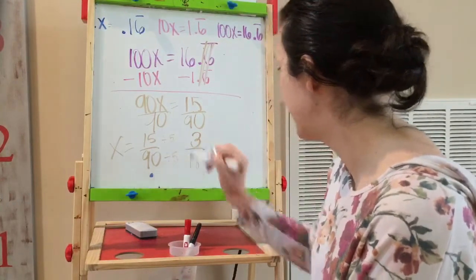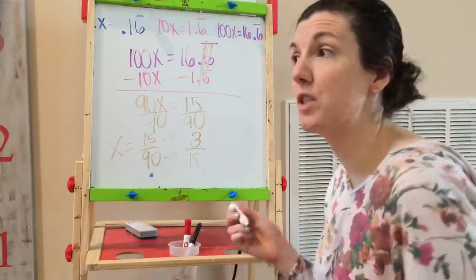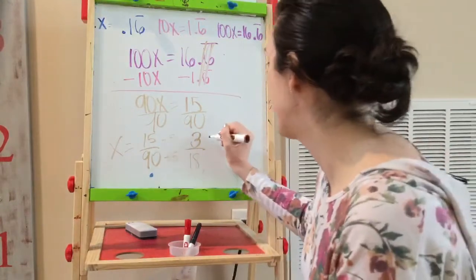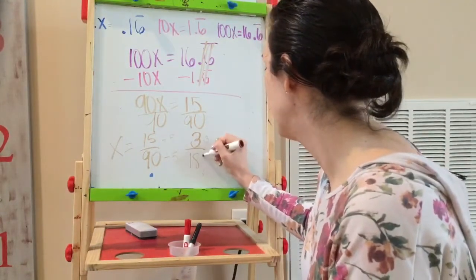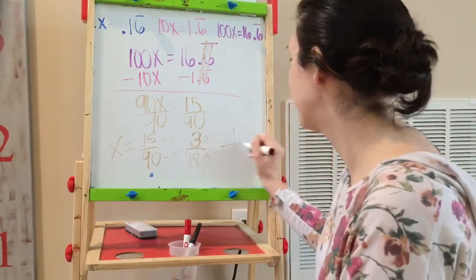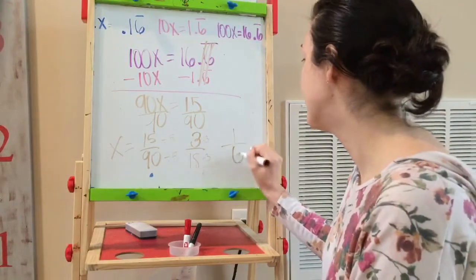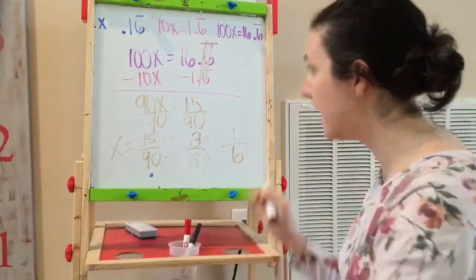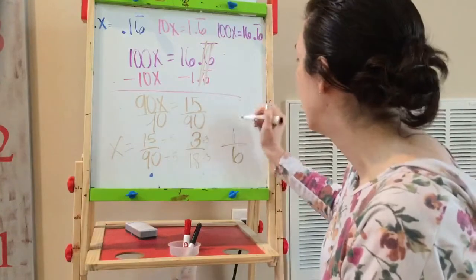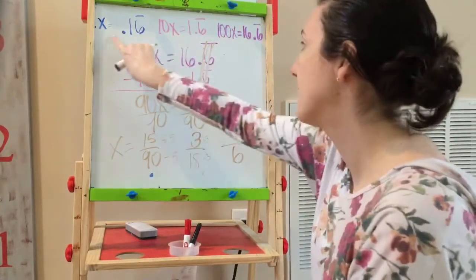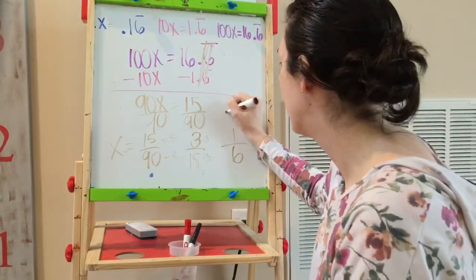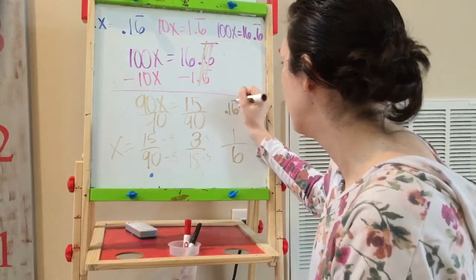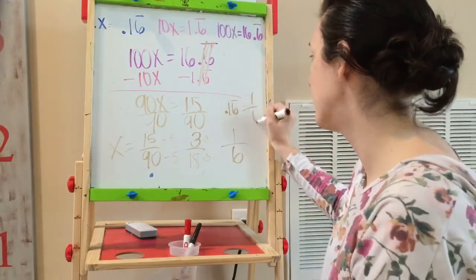is 18. Those are still both divisible by 3, so I'm going to divide by 3 again. 3 divided by 3 is 1, and 18 divided by 3 is 6. So x equals 1/6, or we could say, since x is 0.16 repeating, 0.16 repeating is equal to 1/6.